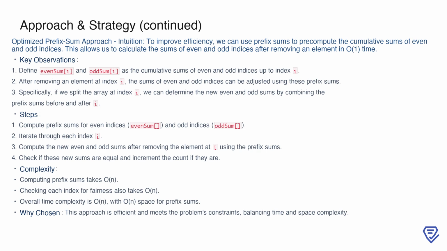First, we define 2 arrays, even sum and odd sum, to store cumulative sums of even and odd indices, respectively. Then, if we remove an element at a specific index, the prefix sums enable us to adjust the sums for the remaining array by combining the values before and after that index. The steps for this approach involve first calculating the prefix sums for the entire array, then iterating through each index to compute the adjusted even and odd sums after removal, and finally checking if these sums are equal.